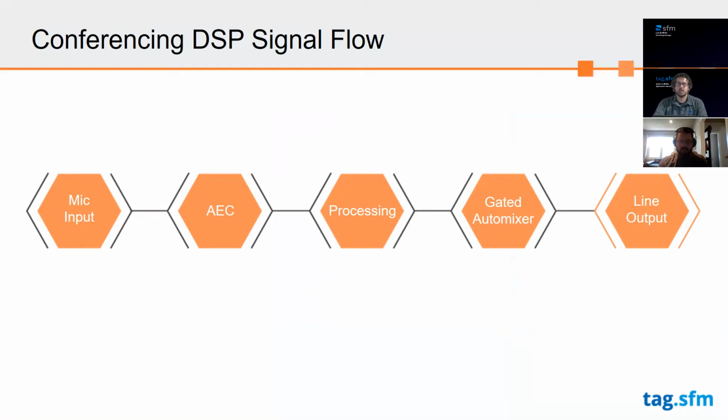hit the line output. Now, if you're using your DSP for non-conference situations and you're managing a live sound system, there's not going to be any AEC. You're definitely going to have some processing. You're probably not going to have a gated mixer, but there are other mixers you may choose from, and you still have to get to a line output. So this still applies when we think about our gain structure. We have to get it through all these different components, and we've got to make sure we get the right level as we work our way through.